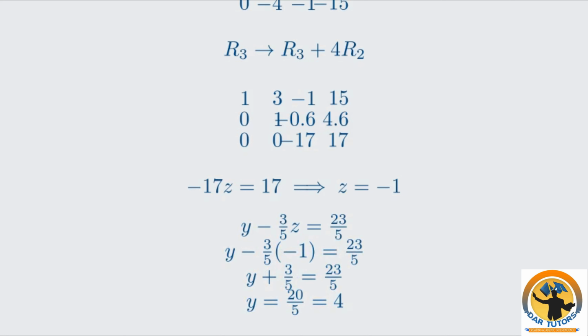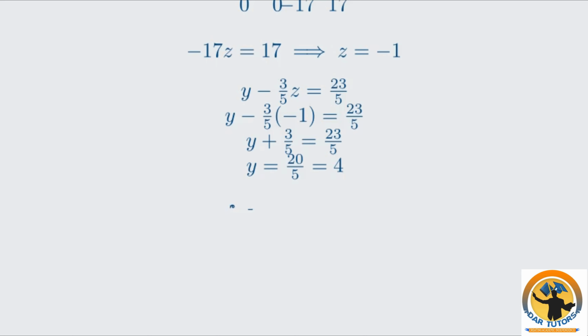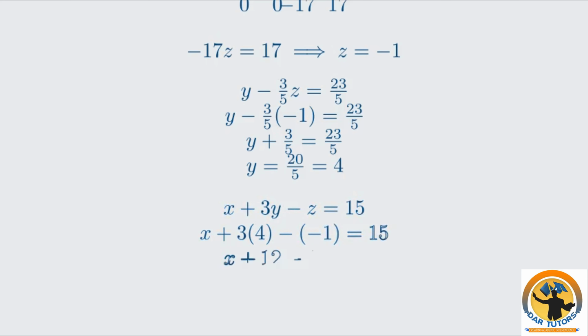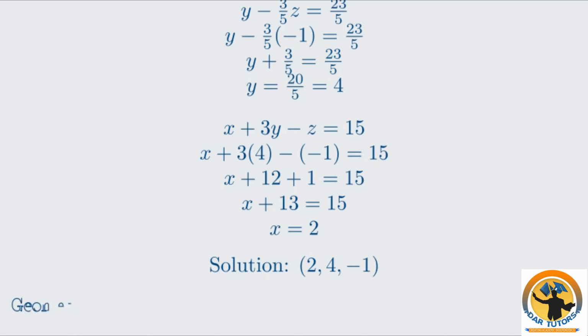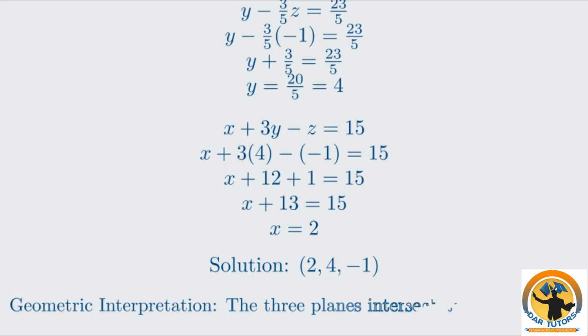The first row represents the equation x plus 3y minus z equals 15. Substituting y equals 4 and z equals minus 1, we get x plus 12 plus 1 equals 15, which means x equals 2. So we have a unique solution: x equals 2, y equals 4, and z equals minus 1. Geometrically, this means the three planes intersect at a single point, (2, 4, minus 1). This corresponds to case 6 from our list.